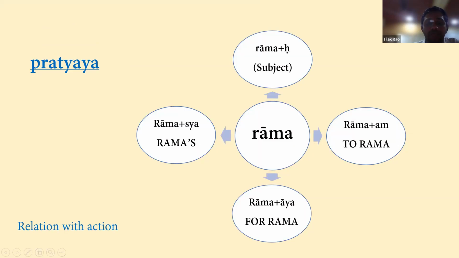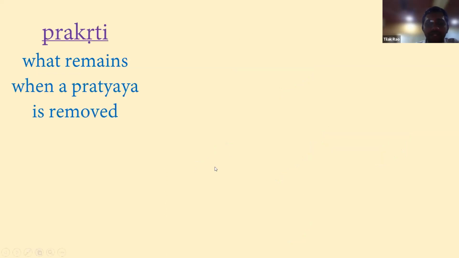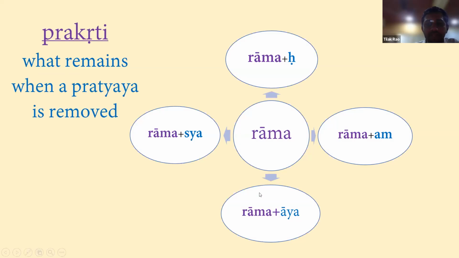So whatever remains after removing the pratyaya is called prakriti. For example, in the same example, in Ramaha, Rama is common and ha is a pratyaya. And if you remove ha, then Rama remains. Ramam, am is pratyaya, there is Rama. Ramaya, again there is Rama. Ramasya. So Rama. This Rama is called prakriti. So there are two parts in a pada, in a word. They are prakriti and pratyaya.